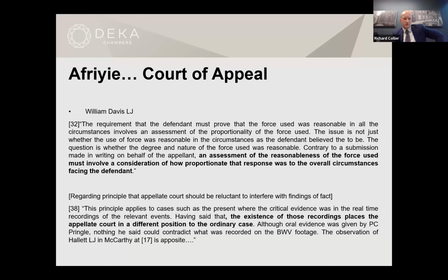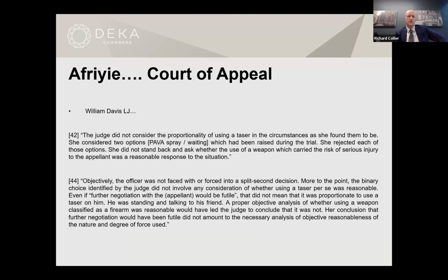We also see here Lord Justice William Davis piggybacking on what Lady Justice Hallett said in McCarthy about the appellate court being in an unusually good position here, so a different position to the ordinary case. The ordinary case being one where the appellate court should be reluctant to interfere with findings of fact, but Lord Justice William Davis said here, well, we've got the body worn video, and albeit oral evidence was given by PC Pringle, nothing he said could contradict what was recorded on the body worn. So, in fact, we're well placed here to get to the weeds of the findings of fact.